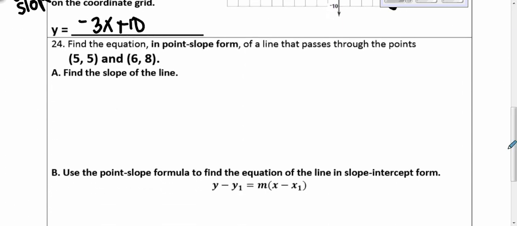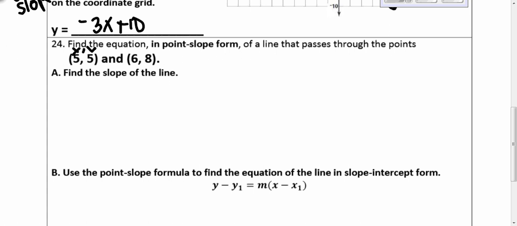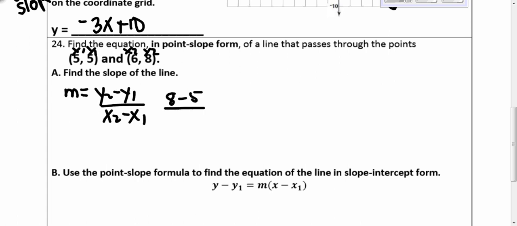All right, find the equation in point-slope form of a line that passes through the points. You have x1, y1, and x2, y2. So you find the slope of the line: y2 minus y1 over x2 minus x1. So you have 8 minus 5, and you have 6 minus 5. So you get 3 over 1, slope is 3.